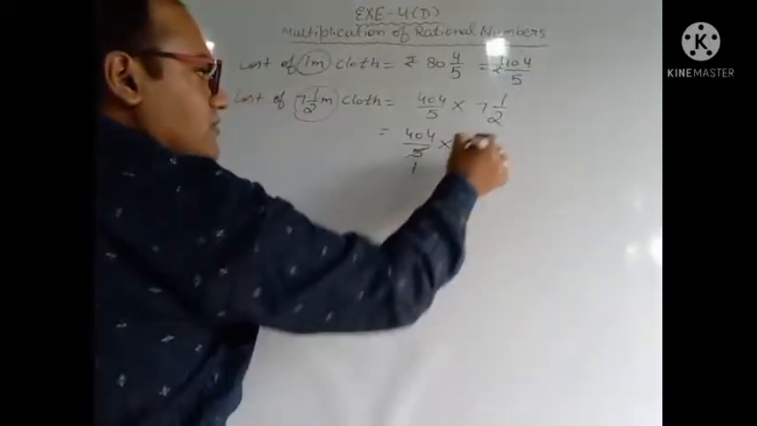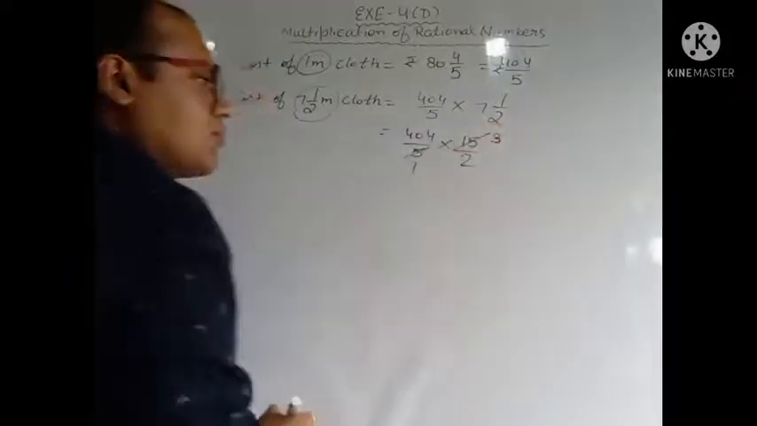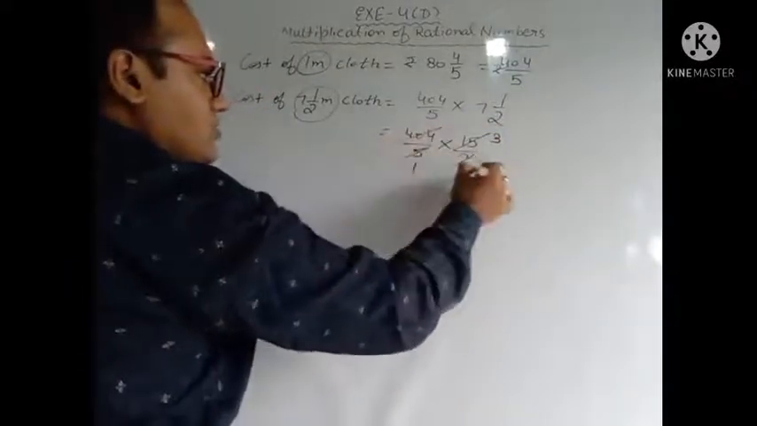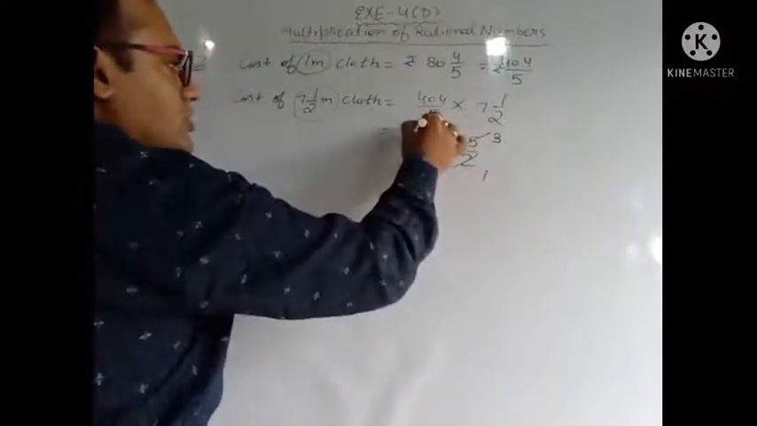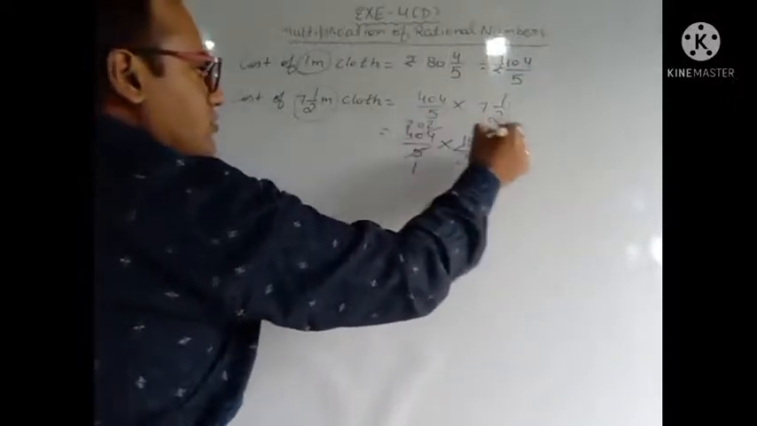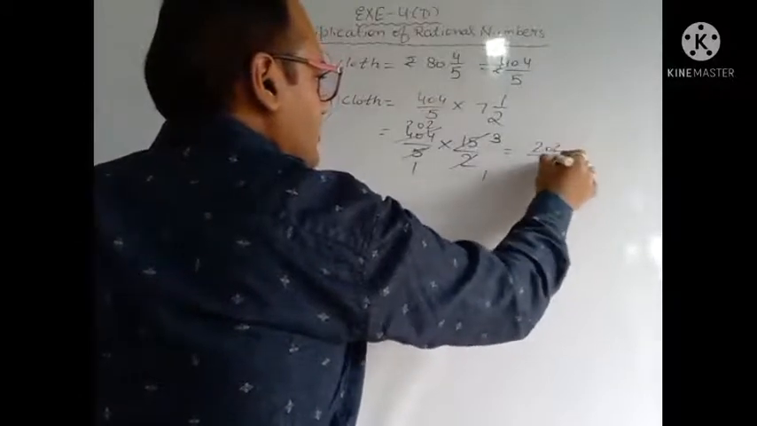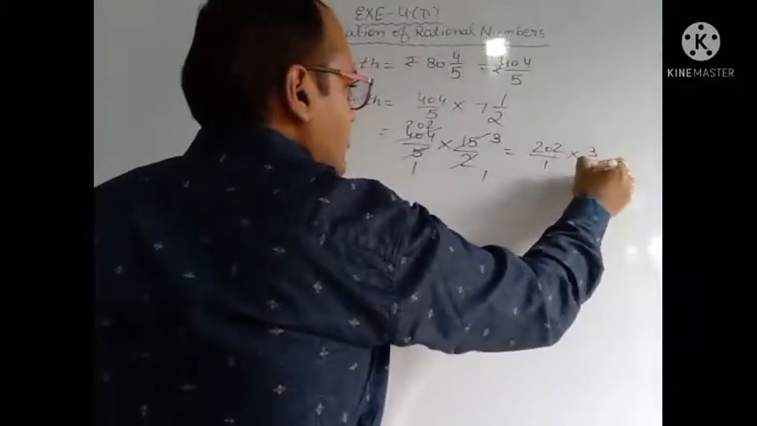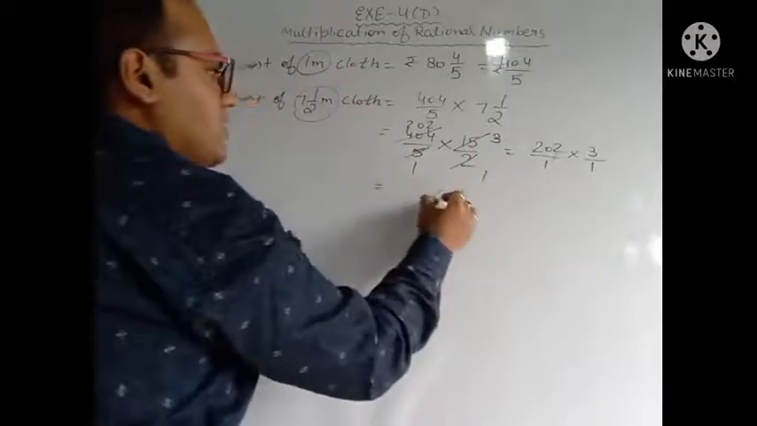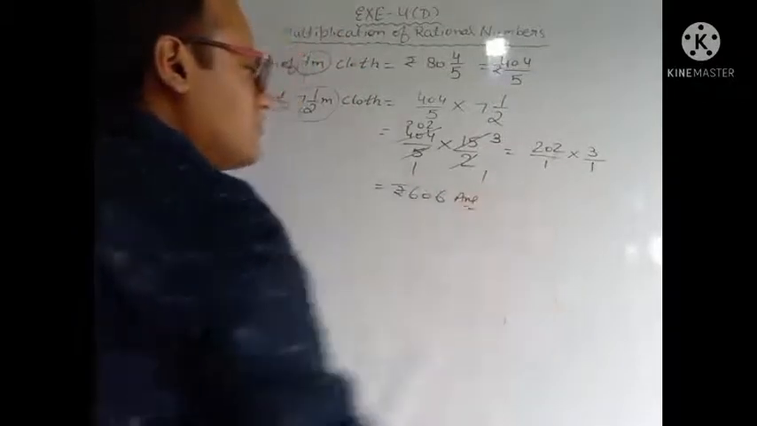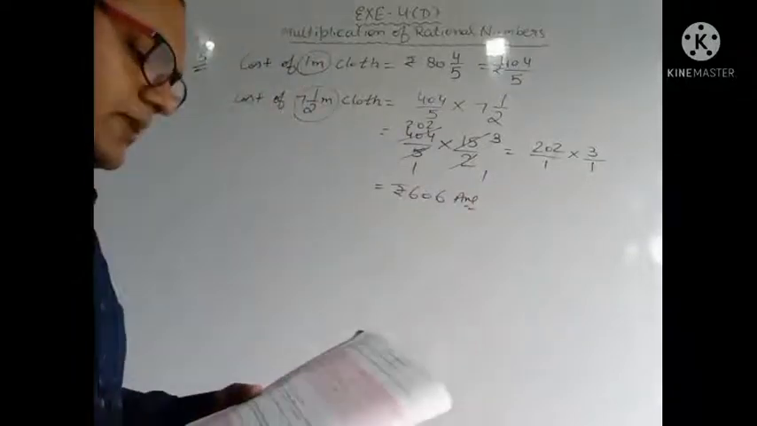5 1s are 5. 5 3s are 15. Both numbers we cut with the table of 5. 2 and 404 also. 2 1s are 2. 2 2s are 4. 2 0s are 0. 2 2s are 4. So our final answer is coming here 202 upon 1 into 3 upon 1. When we multiply it, our answer will be 606 rupees. So this is your final answer of question number 5.